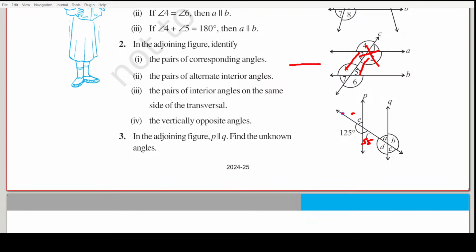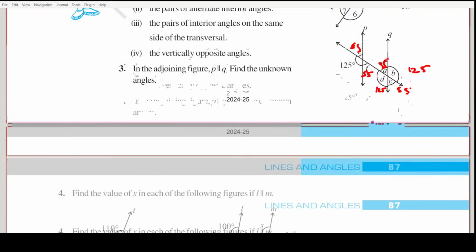D is 125. A is 55. B is 125. What is E? This is 125. This is 55. What is E? 55. Very good. So all are 55s, right? Fantastic. Very nice.